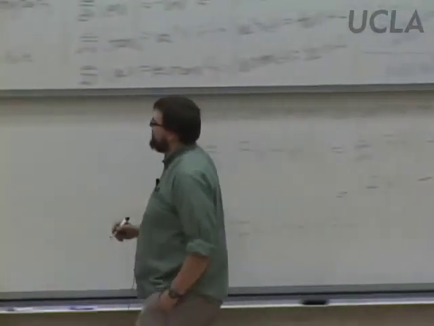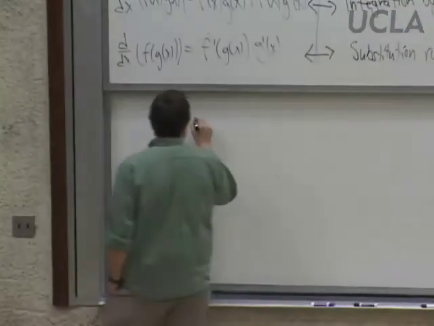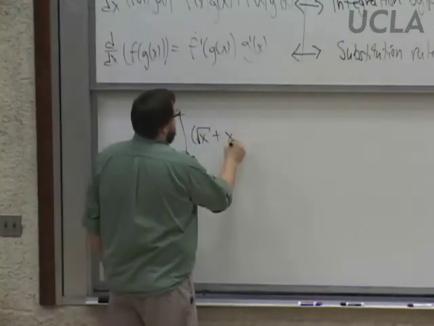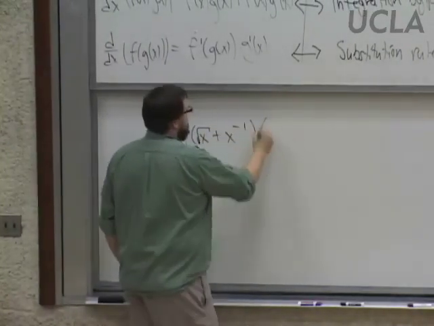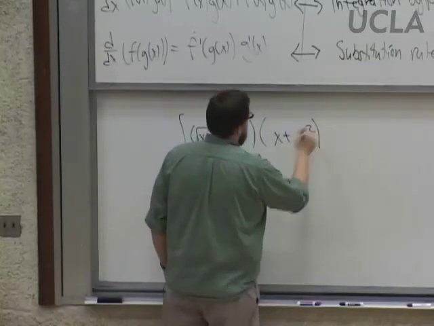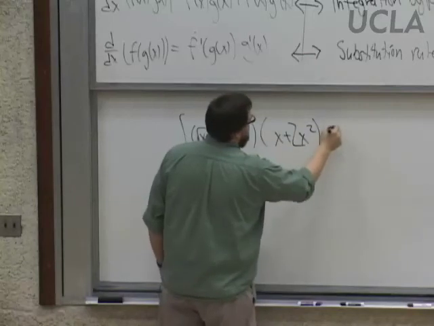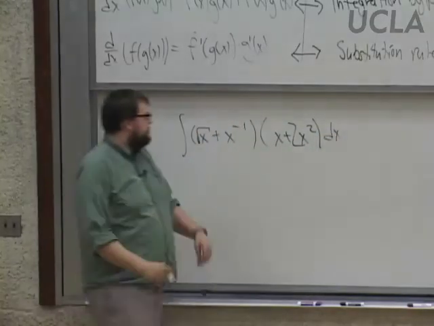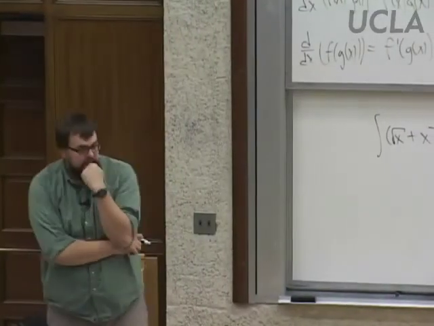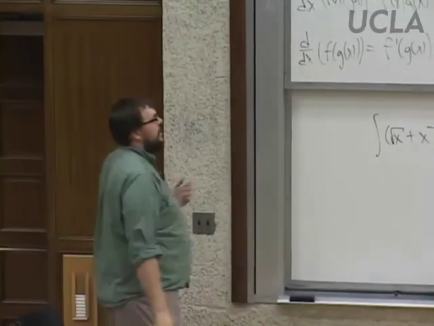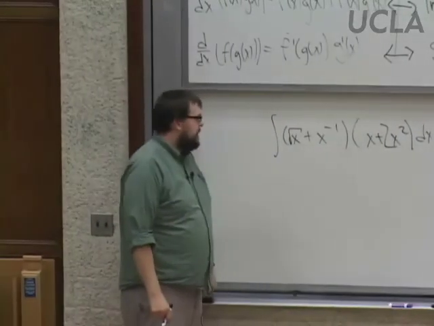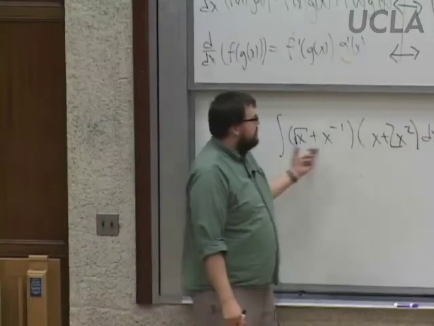All right. So suppose I ask you to find the following integral: the square root of x plus x to the negative 1, times x plus 2x squared, dx. Suppose I asked you to do this, and you look at this for a second and say, wait a second, we don't have any kind of rules for that. You might be thinking, well, here I have a product.